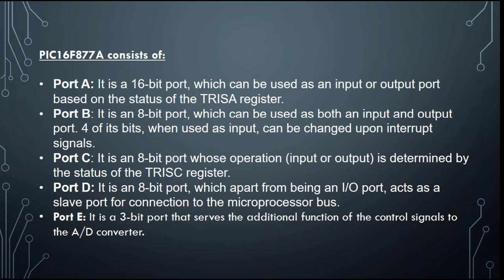So it consists of 5 ports: port A, B, C, D, and E. Port A is a 6-bit port, which can be used as an input or output port based on the status of the TRIS register. Port B is an 8-bit port, which can be used as both an input and output port. Port C is an 8-bit port whose operation is determined by the status of the TRIS register. And then port D is an 8-bit port which, apart from being an input-output port, acts as a slave for connection to the microprocessor bus. Port E is a 3-bit port that serves the additional function of the control signals to the analog to digital converter.